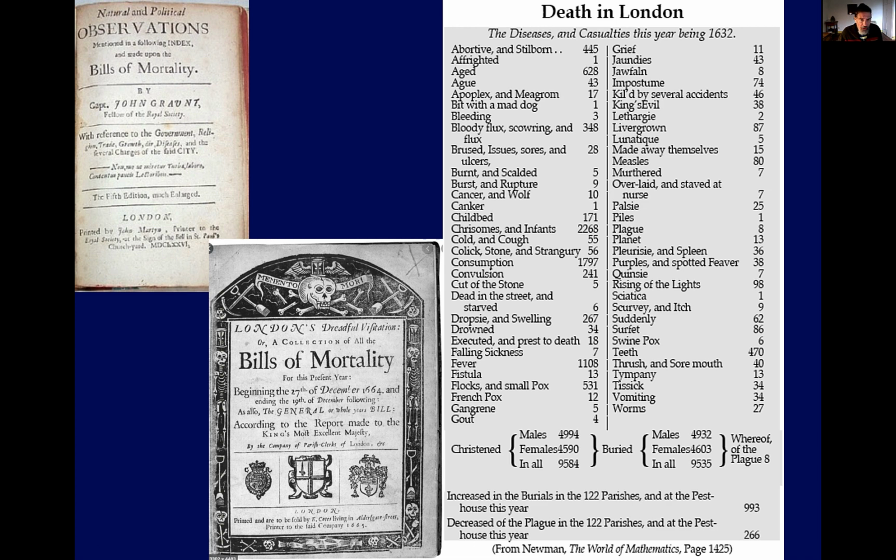But there were other causes that were more common, including infectious causes. You can see here consumption. Almost 1,800 of these deaths were thought to be due to consumption, which is tuberculosis. And another 1,100 or so were due to fever, which could be a variety of different infectious causes. Here we have flocks and smallpox, 531.